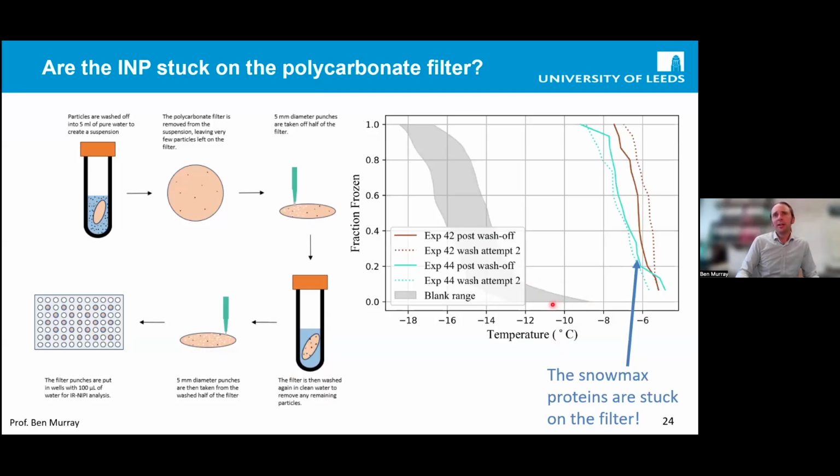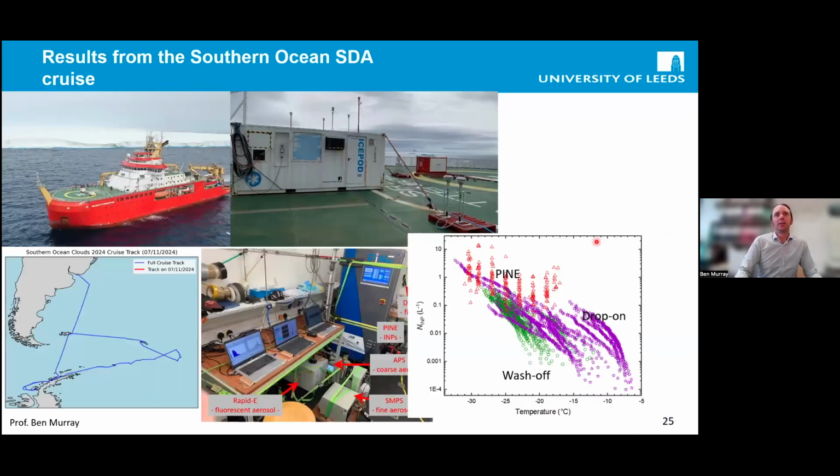So the clean filters that have not been exposed to aerosol particles activate these 1 mil punches of the filters down here. So the background's pretty awful. However, if they've had the Snowmax suspension on them, they're nucleating ice around -6. So the proteins haven't come off the filters. So in light of this, we decided to take a look.